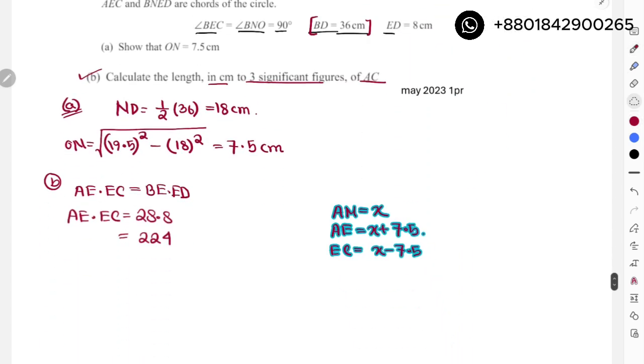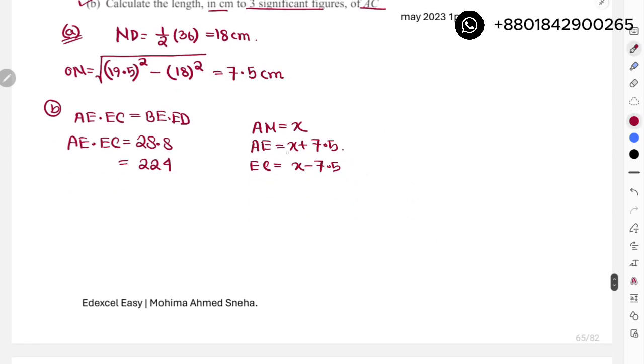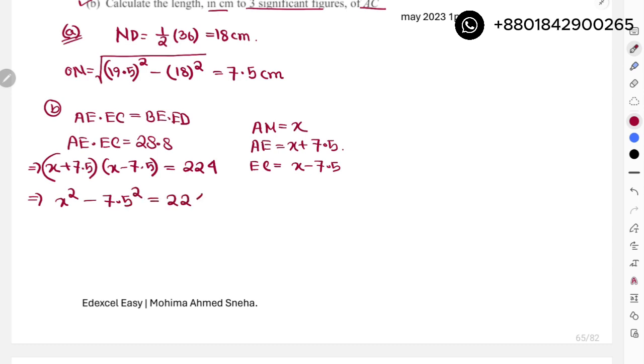So then again, if you go to this part, I can break down that AE and EC in terms of X plus 7.5 and X minus 7.5 equals 224. I can clearly understand this is in the format of what? A plus B and A minus B. So which is X squared minus 7.5 whole squared, and 224.